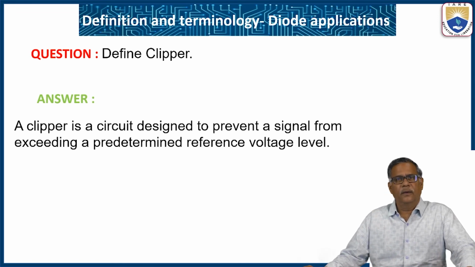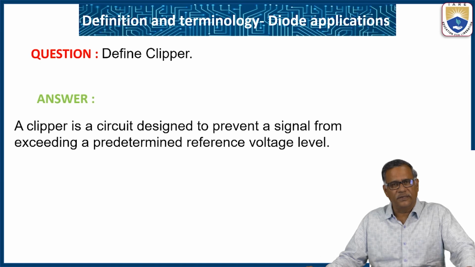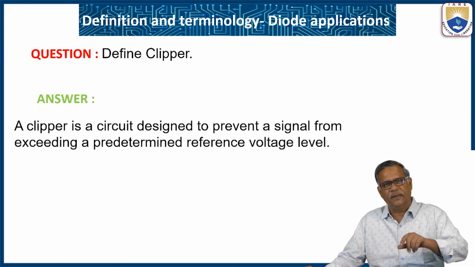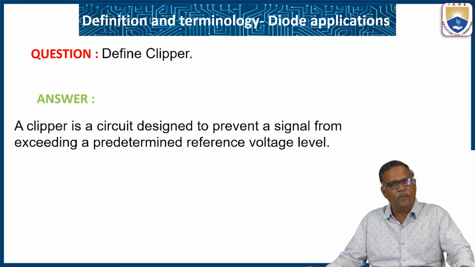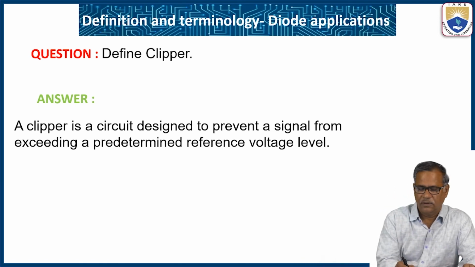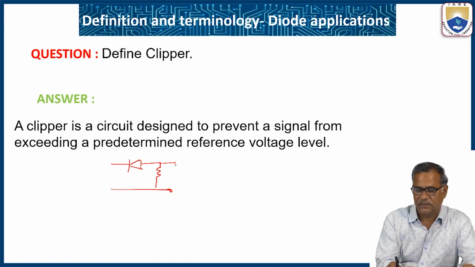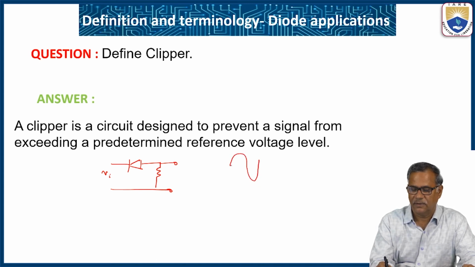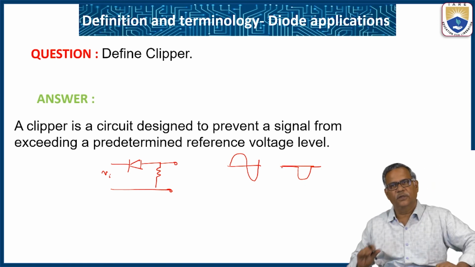We have series clippers and shunt clippers. In series clippers, the diode is in series with the input voltage. In shunt clippers, the diode is in shunt with the input voltage. So the positive series clipper circuit is like this. This is a positive series clipper. What this essentially does is clip the positive portion of the waveform. If the input signal is like this, the output is going to be like this. You can see it has perfectly removed the positive portion.